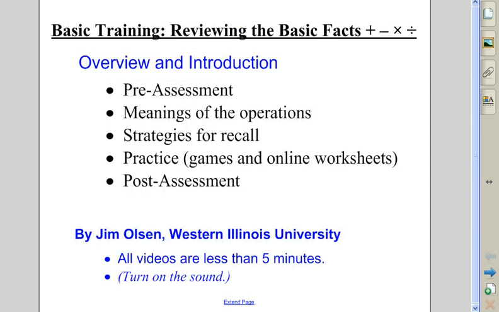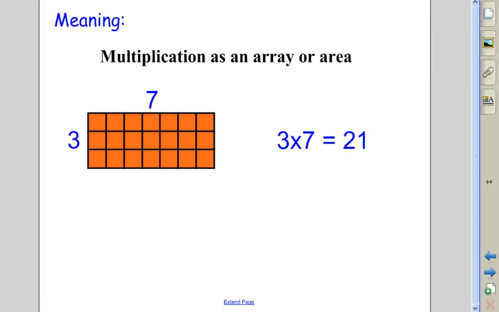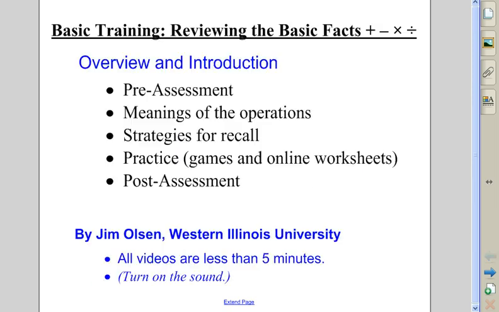The next thing to think about are the meanings of the operations. I have a section on the website for meanings of the operations, but here's one nice meaning of multiplication as an array or an area model. A 3 by 7 rectangle is going to be made up of 21 squares.